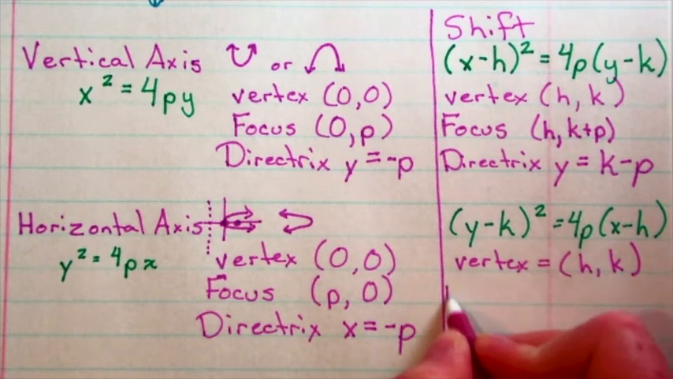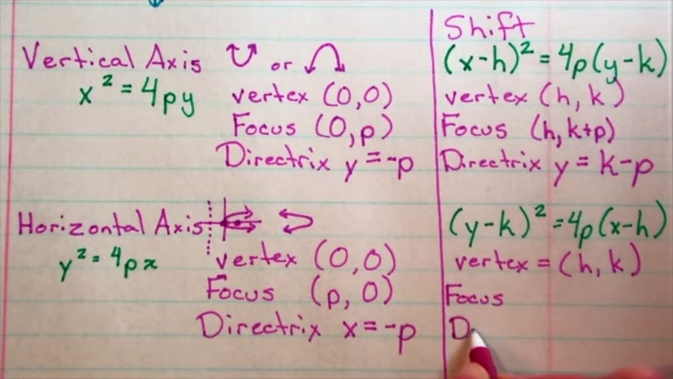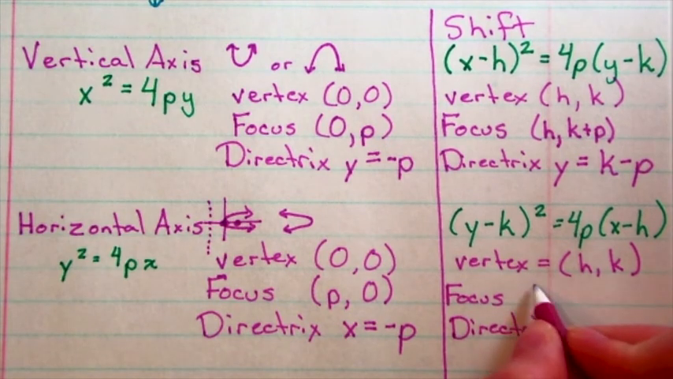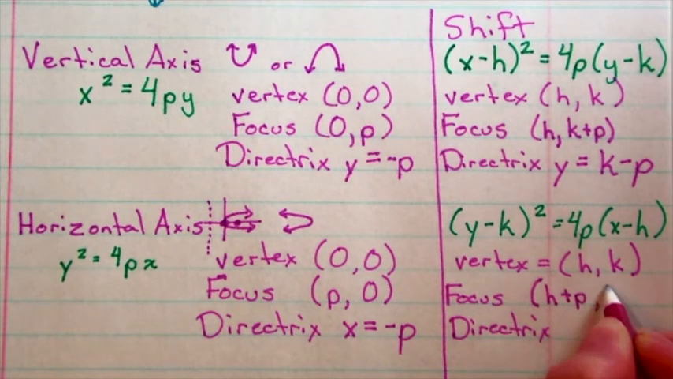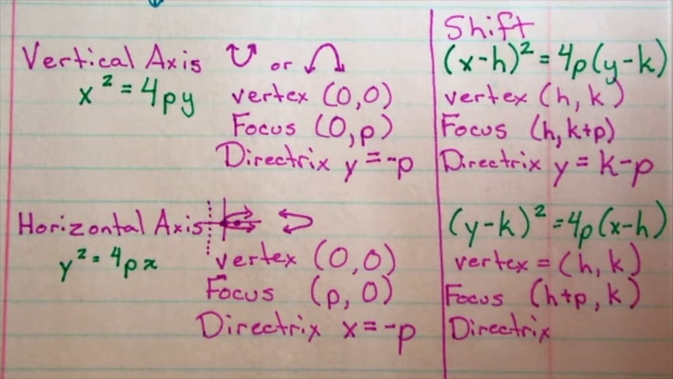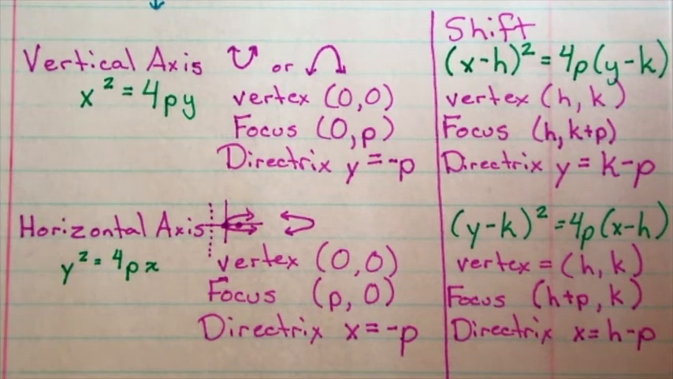And then the focus and the directrix follow the same rules. But for the focus, we're going to have h plus p, comma k. And for the directrix, we'll have x is equal to h minus p to find those equations.